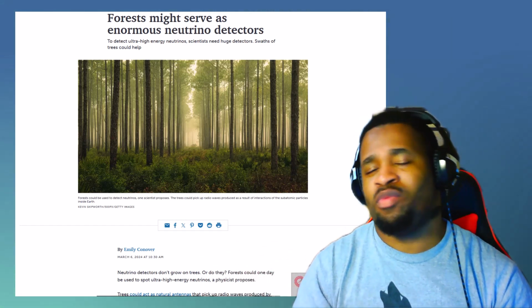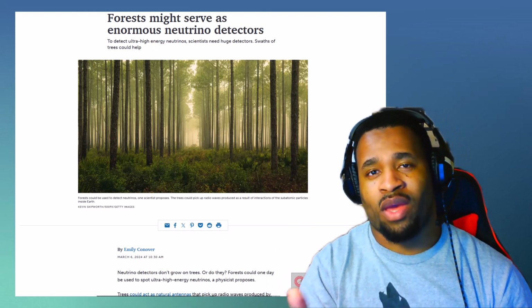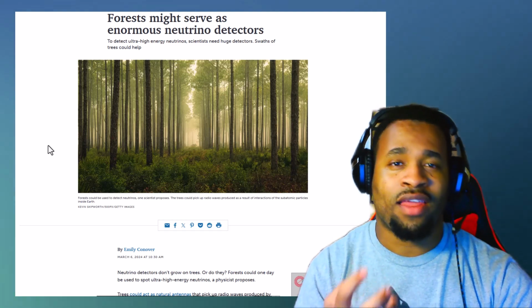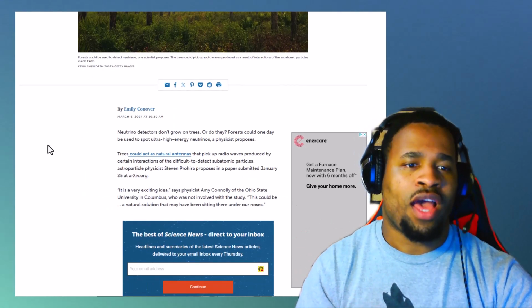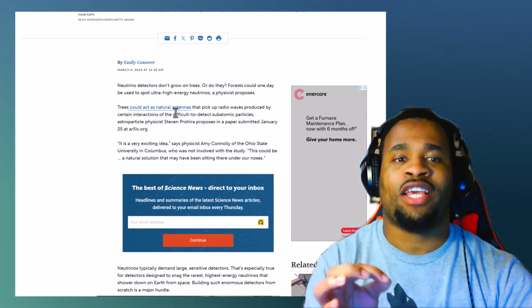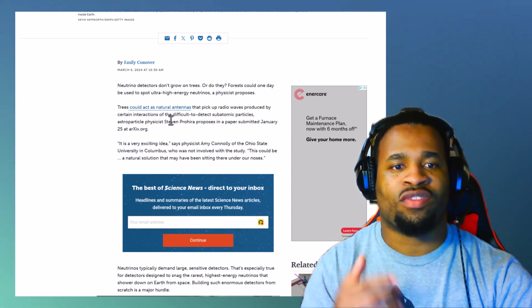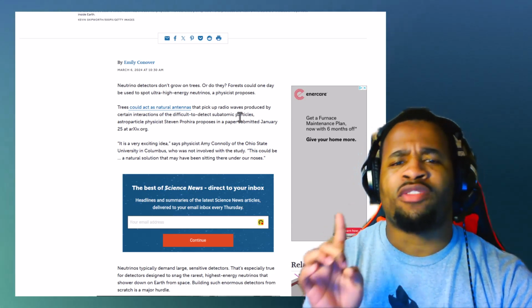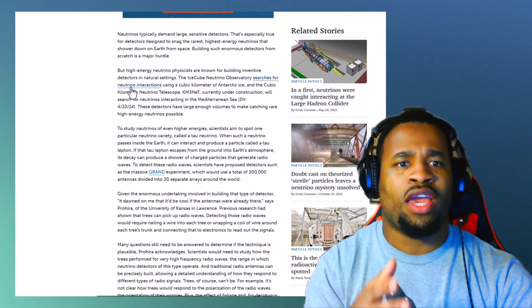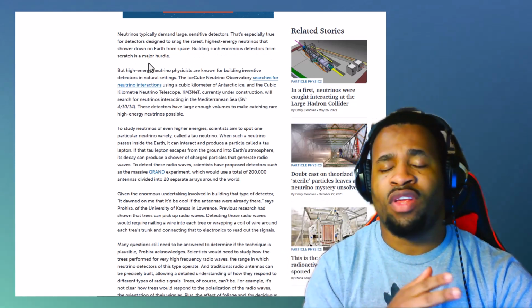And so pretty much what this article is essentially saying is that trees can help to detect radio waves, and this will be important when it comes to creating a new design for neutrino detectors. According to this first part, it says that trees could act as natural antennas that will pick up radio waves produced by certain interactions of the difficult to detect subatomic particles. Furthermore, if we look closely, it talks about how building such enormous detectors from scratch is a really major hurdle.